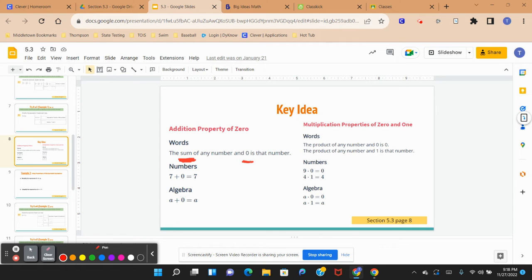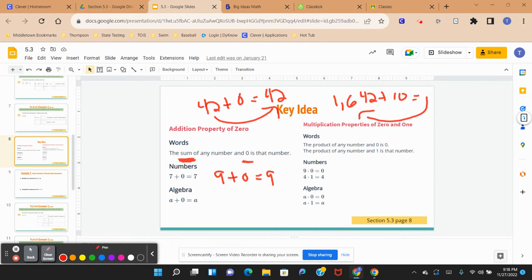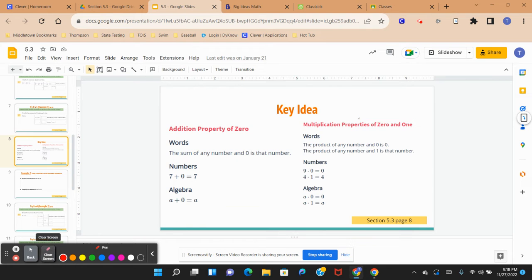So for example, 7 plus 0 is 7. 9 plus 0 is 9. 42 plus 0 is 42. Any number plus 0 is that number. So if I said 1642 plus 0, your answer would be 1642.